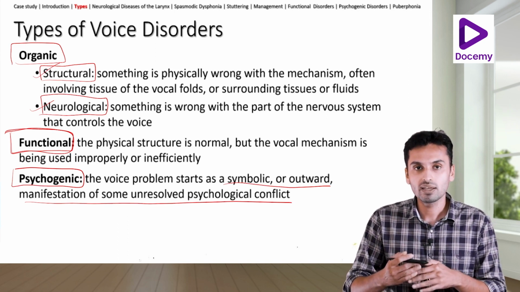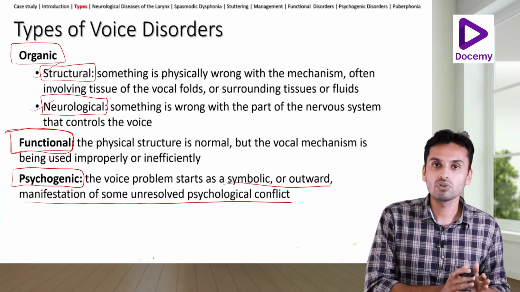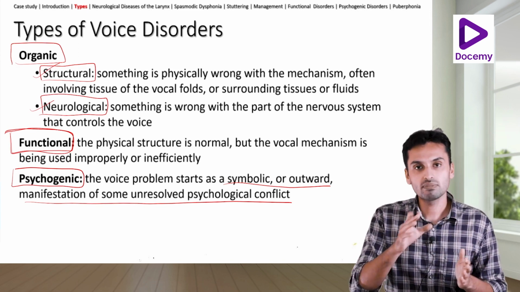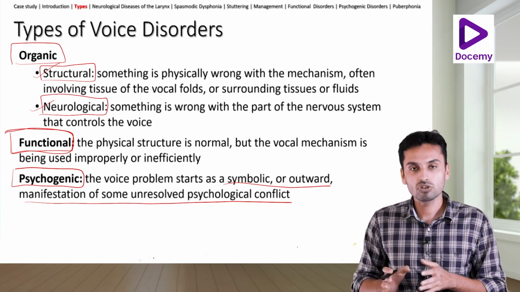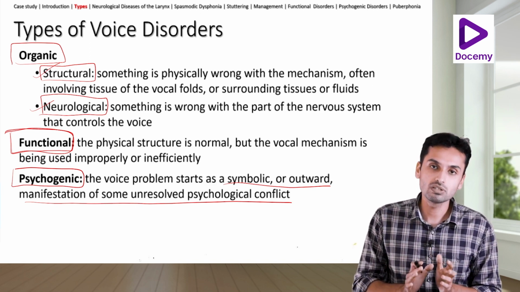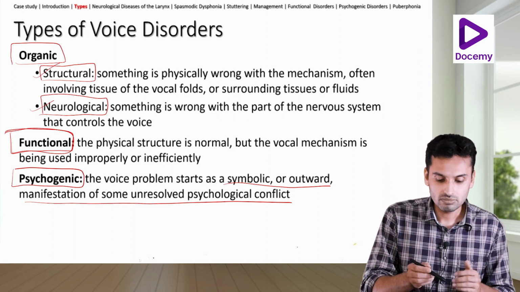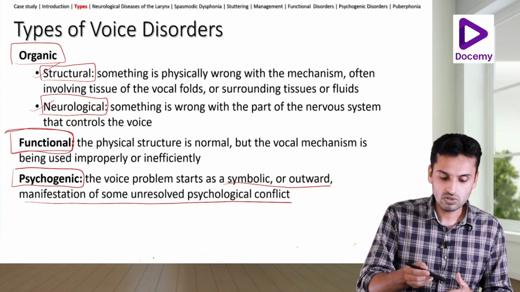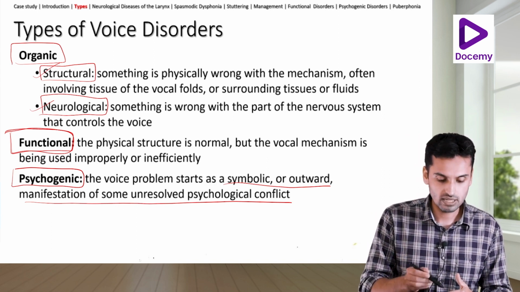Okay. Now, like I said earlier, you cannot delineate a particular patient's problem as only functional, only psychogenic, only organic. It may be overlapping. The patient may have an organic problem, on top of that he may have a functional problem, and on top of that he may have a psychogenic problem. So a patient's diagnosis may be all three. But generally for understanding, you can divide it as organic, functional, and psychogenic.